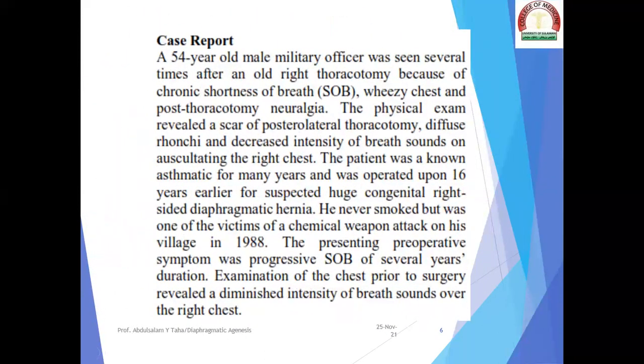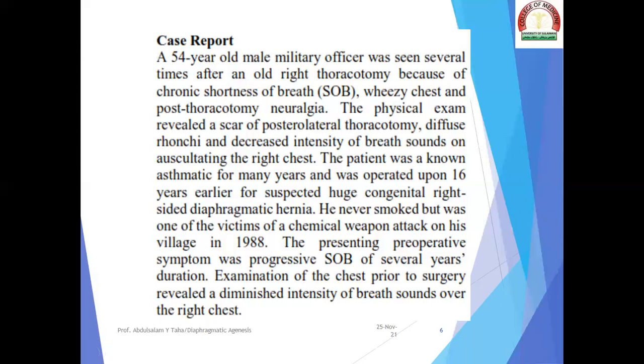So we start by describing the case. A 54-year-old male military officer was seen several times after an old right thoracotomy because of chronic shortness of breath, wheezy chest, and post-thoracotomy neuralgia. The physical examination revealed a scar of posterolateral thoracotomy, diffuse rhonchi, and decreased intensity of breath sounds on auscultating the right chest.